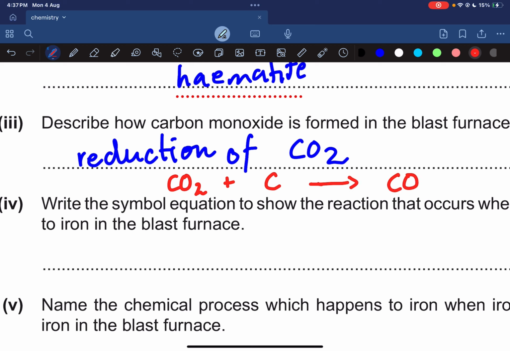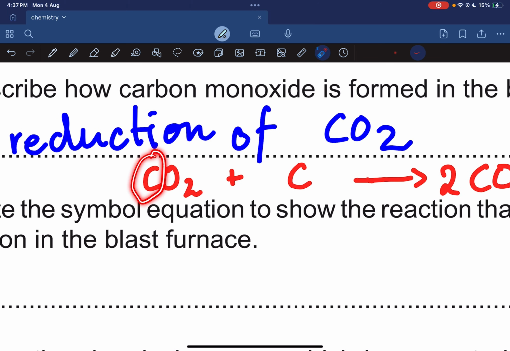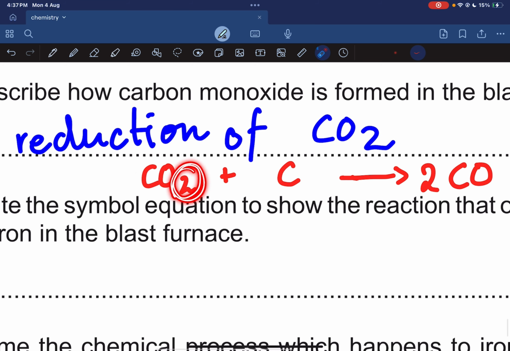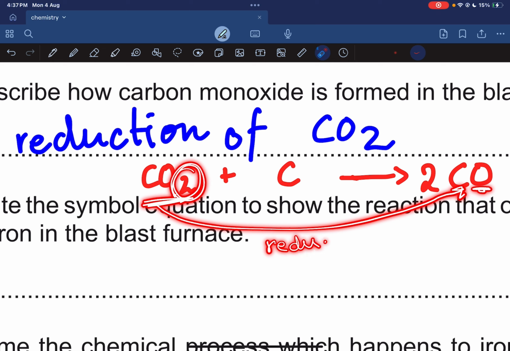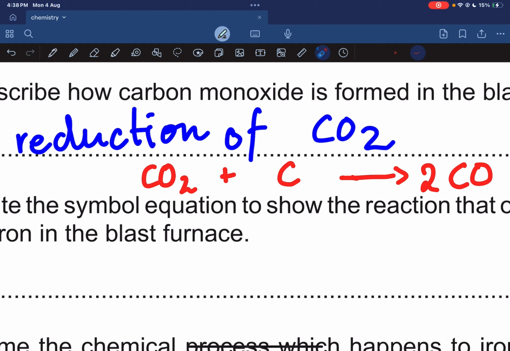What basically is happening over here is that, try to understand, this carbon had two oxygens, and over here the carbon lost one oxygen, and now carbon only has one oxygen. So this carbon dioxide got reduced. It lost its one oxygen. So that is the reduction of carbon dioxide.